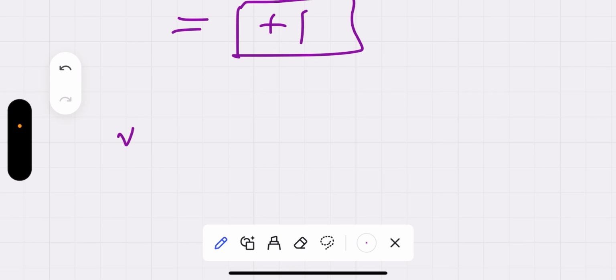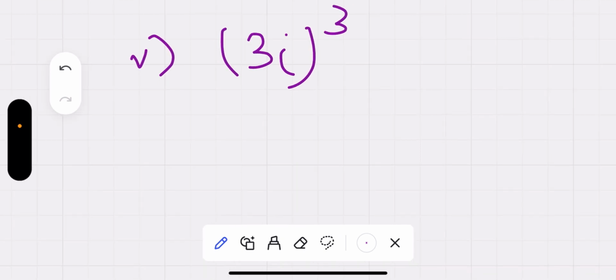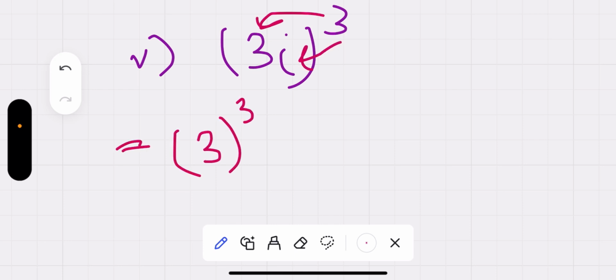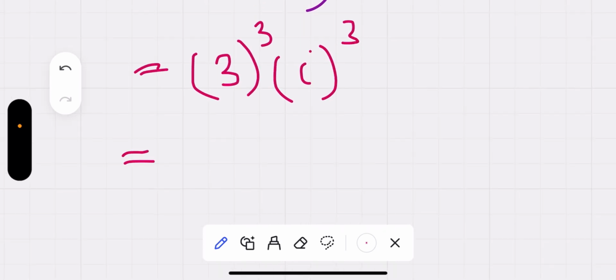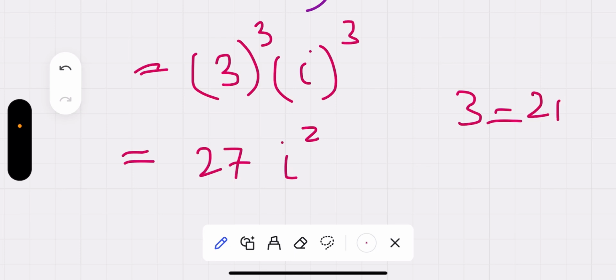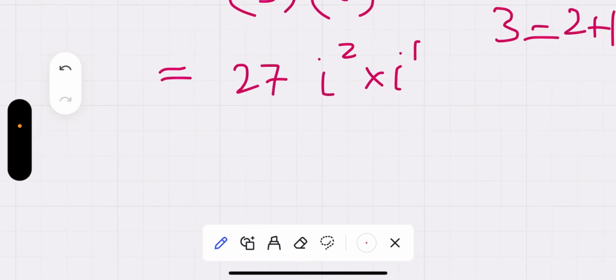Okay, next we have part number 5, (3 iota) whole power 3. This is a whole power, so the power will be given to 3 and to iota as well. So we shall write 3 power 3 and iota power 3. Since 3 power 3 is 27, and for iota power 3, we can separate it into even form. Since 3 equals 2 plus 1, we can write iota square times iota power 1.